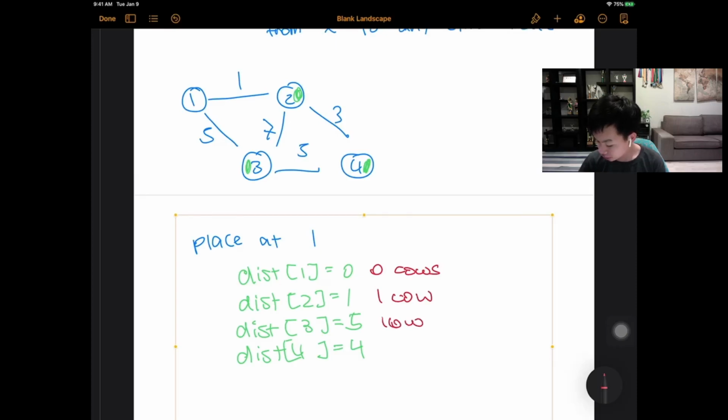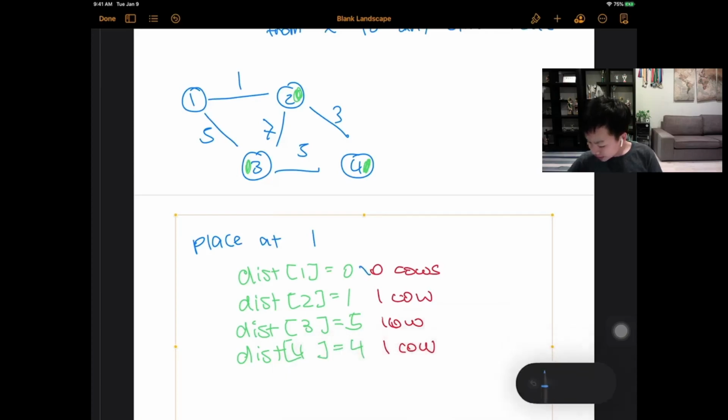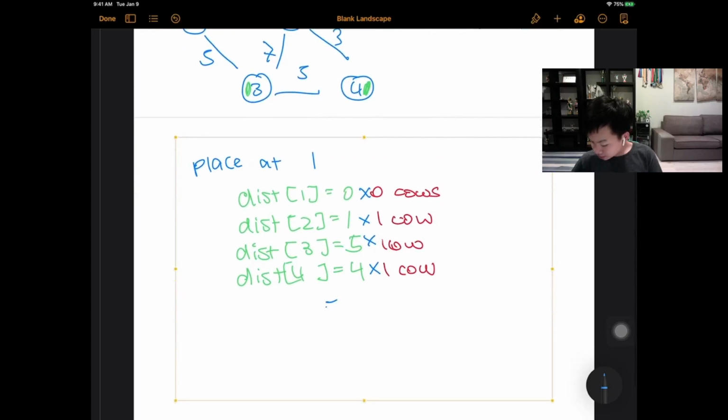And at pasture 4 you also have 1 cow. And then what we're going to do is just multiply each of these together. Then our sum over here would be a total of 0 plus 1 plus 1 plus 5 plus 4, which would be equal to 10. And why does this work?